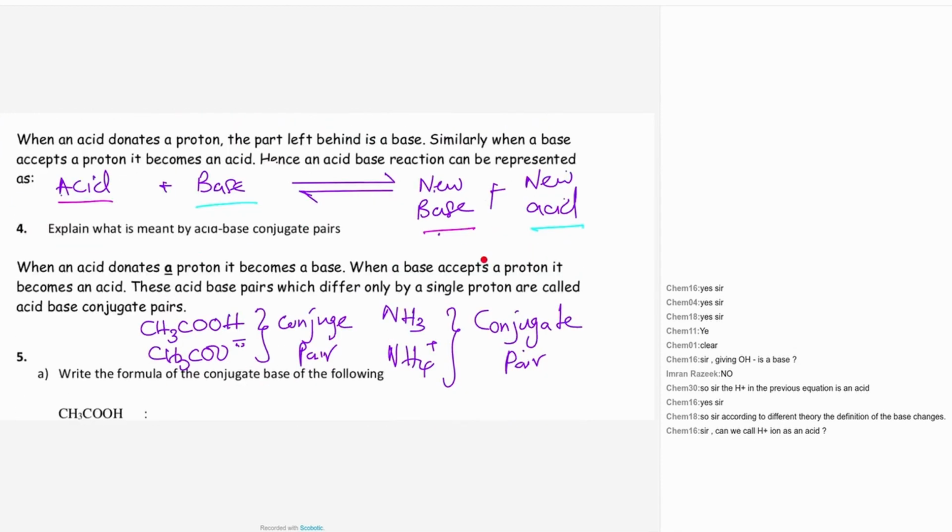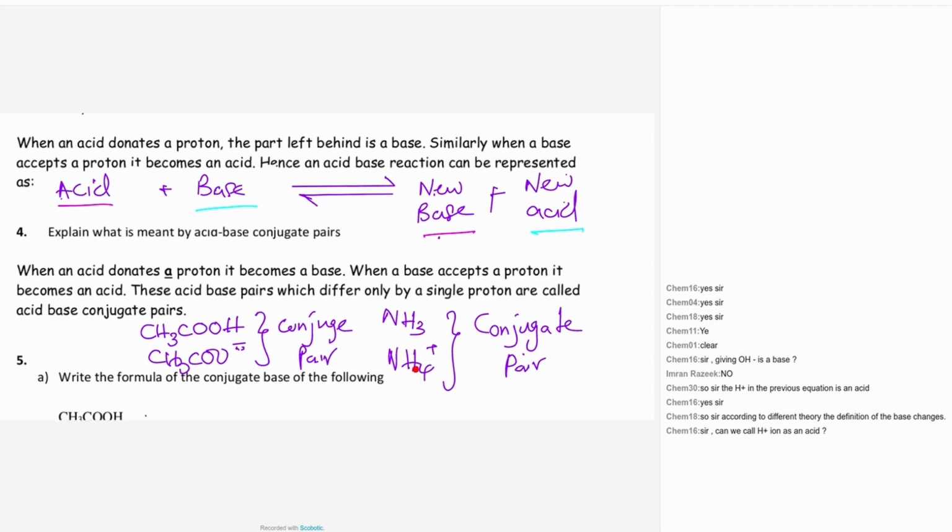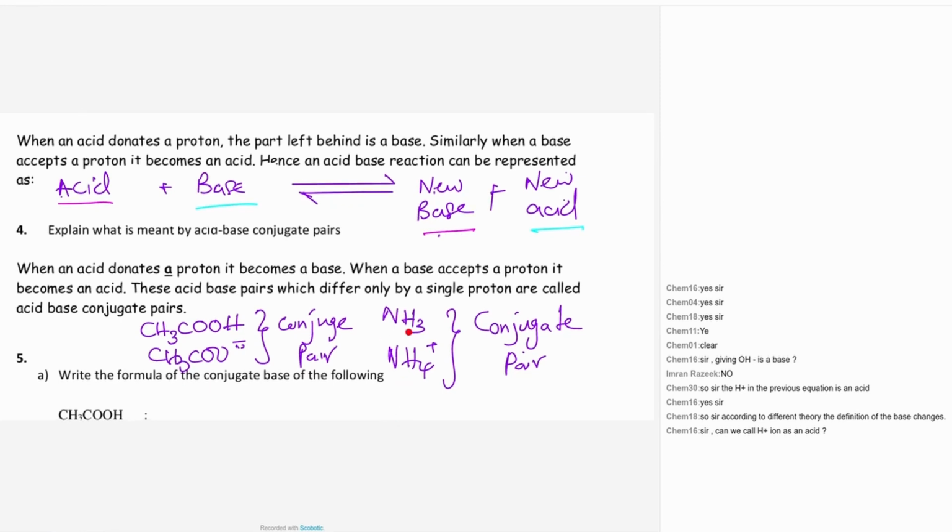Right? And ammonia can take H plus ions because the nitrogen has a lone pair. It can easily form a dative bond with H plus. So after ammonia forms a dative bond with H plus, it forms the ammonium ion. So ammonia is the base. After accepting H plus, the new acid is formed. So the acid-base pair which differs by a single proton is referred to as the acid-base conjugate pair.